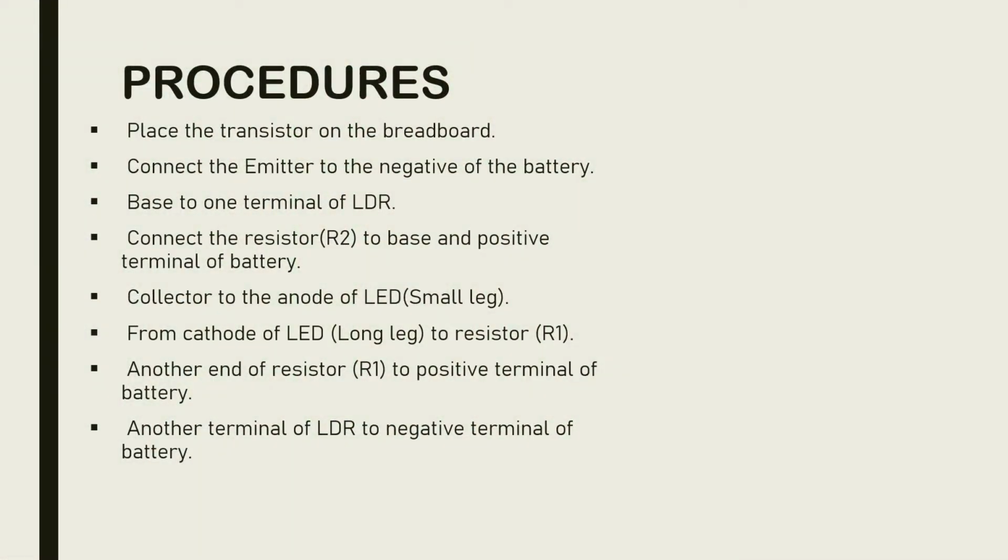Place the transistor on the breadboard. Connect the emitter to the negative of the battery. Connect the base to one terminal of the LDR. Connect resistor R2 to the base and the positive terminal of the battery. Connect the collector to the anode of the LED. Connect the cathode of the LED to resistor R1. Connect the other end of resistor R1 to the positive terminal of the battery. Connect the other terminal of the LDR to the negative terminal of the battery.